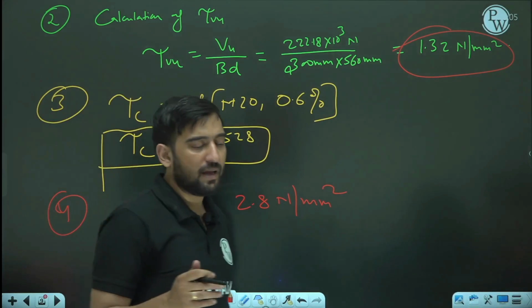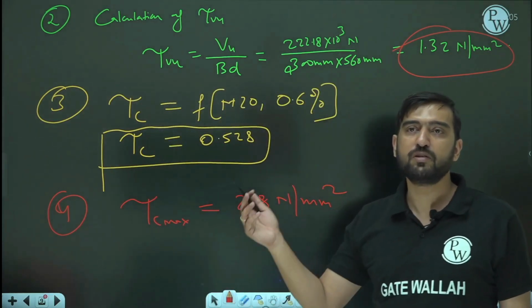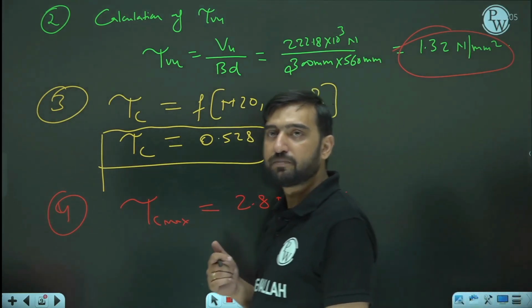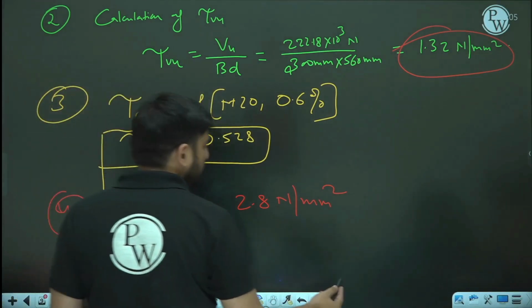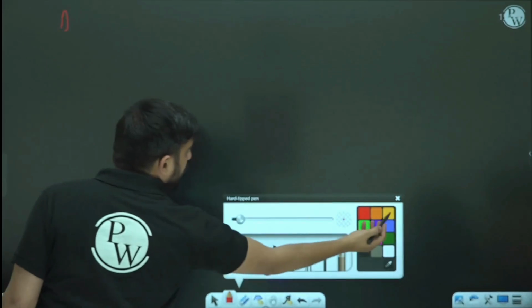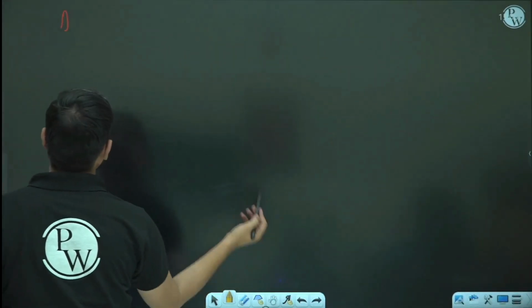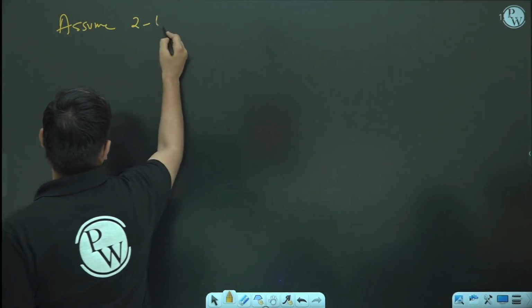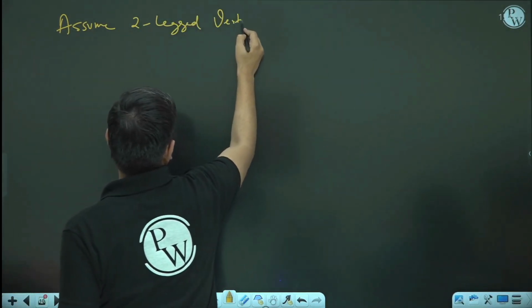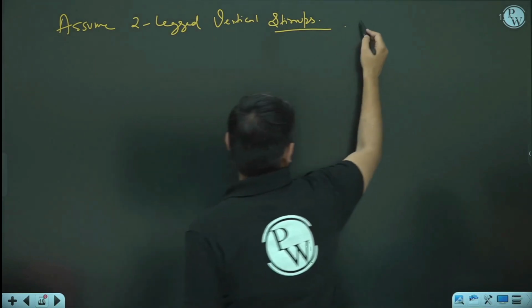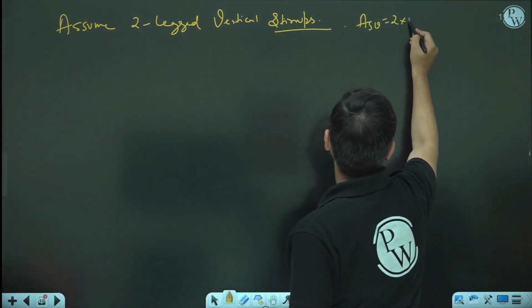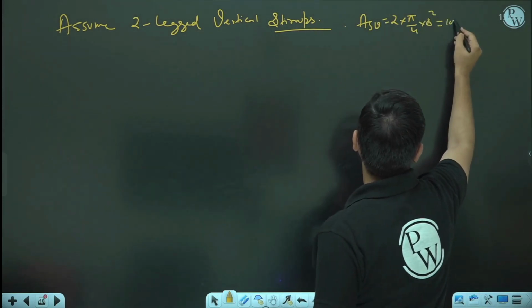So most probably I can go with the vertical stirrups or inclined stirrups. No information on the number of bars is given, so I will skip bent up bars. As I told you, always try to go for vertical stirrups. Assume two-legged vertical stirrups. ASV is 2 into pi by 4 into 8 square, so it is coming out to be 100.53.